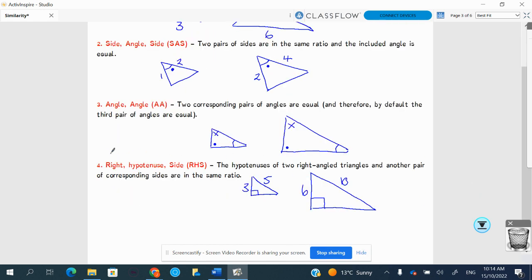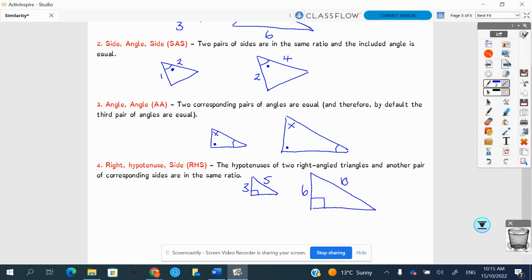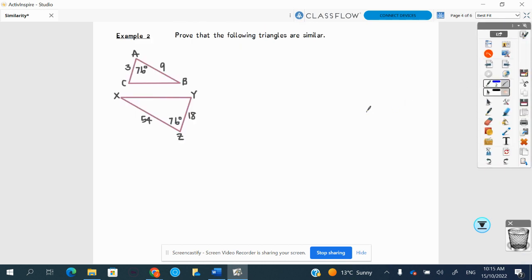And then finally, the right hypotenuse side. So the hypotenuses of two right-angled triangles and another pair of corresponding sides are in the same ratio. So the hypotenuse 5 over 10, and then we have 3 over 6, and obviously there is an angle there, which is the right angle. So let's have a go at some examples.